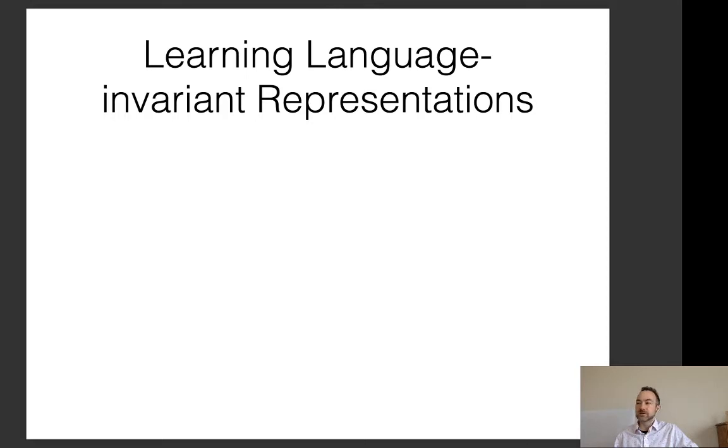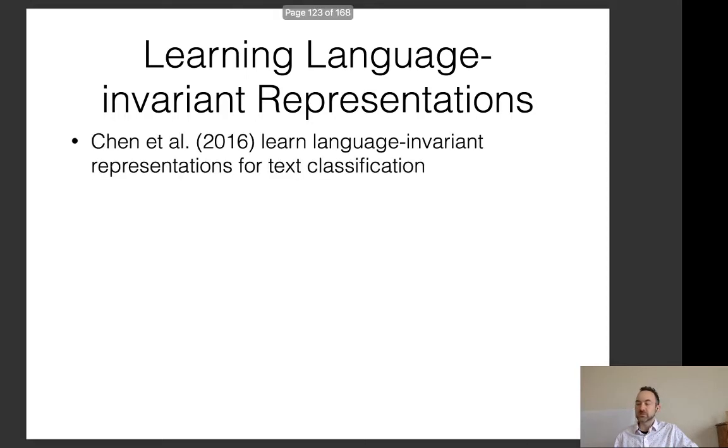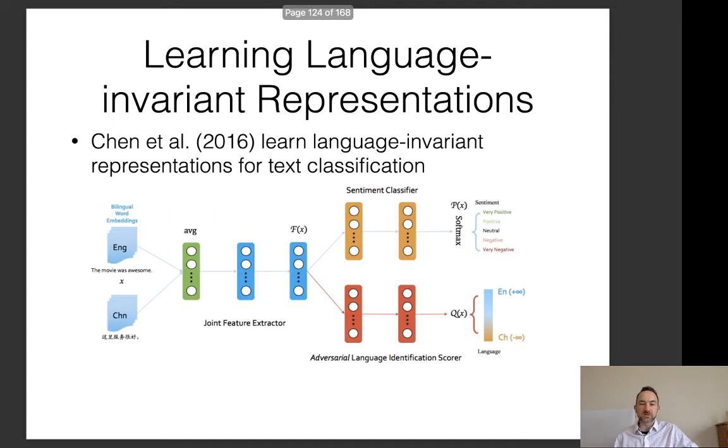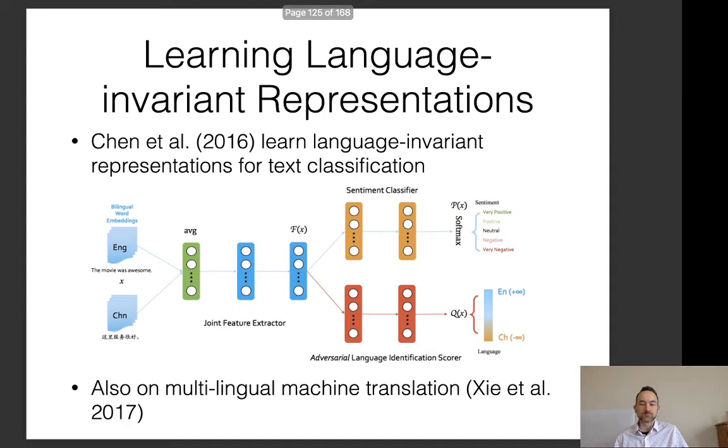Another example, because in language we have many different languages, is learning language invariant representations. So for example, we might have a sentiment classifier that's trained on English data, where we have a language discriminator over English and Chinese. And we try to force the representations closer together so that the English classifier is easy to transfer to Chinese data. And it can also be used for other tasks like multilingual translation.